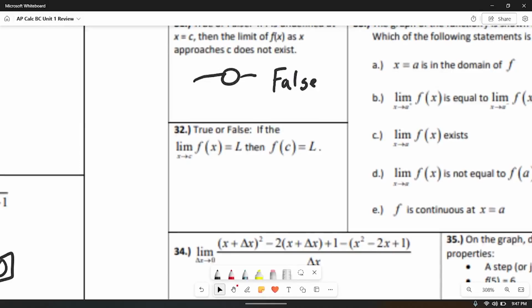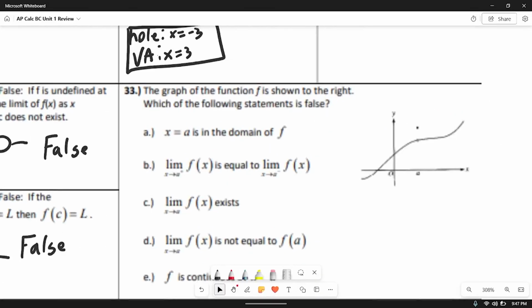True or false? If the limit as x approaches c of f of x equals L, then f of c equals L. Well, that's not true either. We can have something like this, where f of c would be right here, but then the limit would be right here, which is not the same. So this is also false.